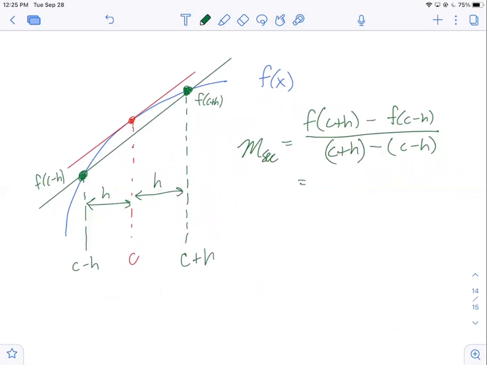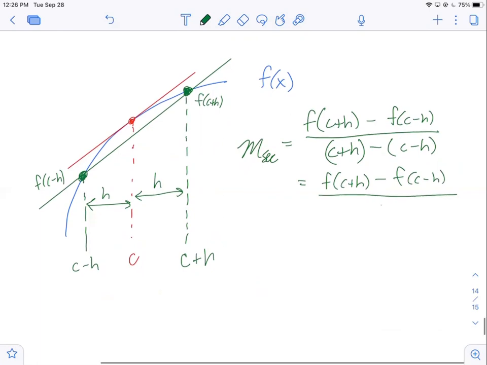If we simplify that, the numerator doesn't really do much. But the denominator, what happens? Your C's will cancel, and you're left with H minus negative H, which is really H plus H, or 2H. So not surprising, the width is 2H.